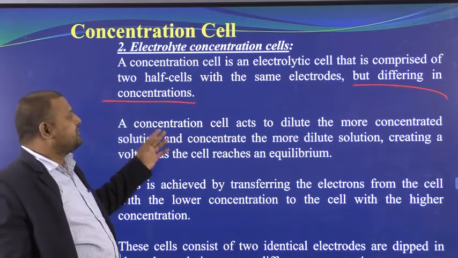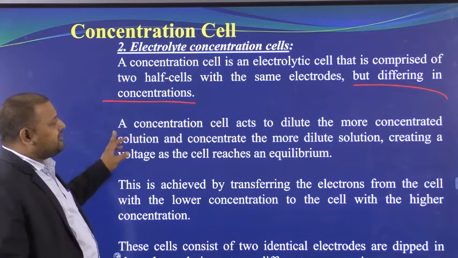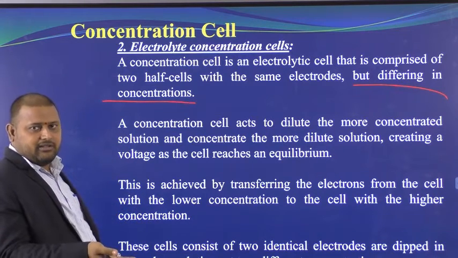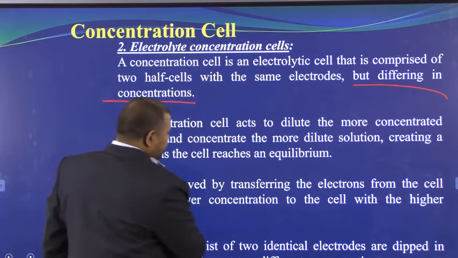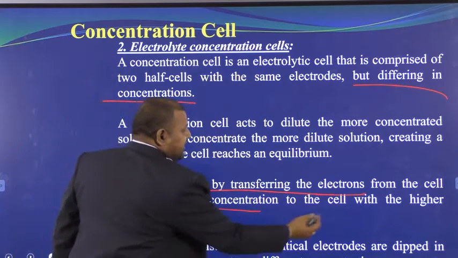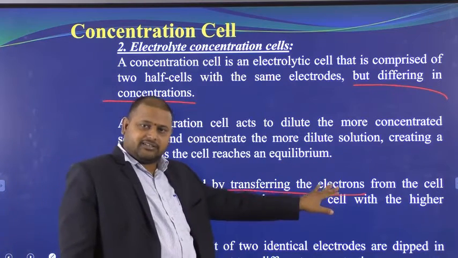Clear? We are using the same thing but different concentration. One of these concentrations will be less, the other one will be more. Then what happens and how are we going to do this? We achieve this by transferring the electrons from the cell with the low concentration to the cell with the high concentration. So current flows from low concentration to high concentration.